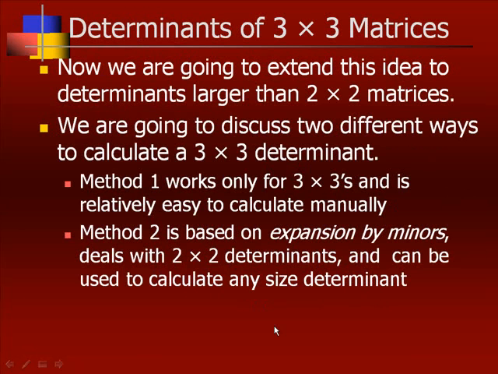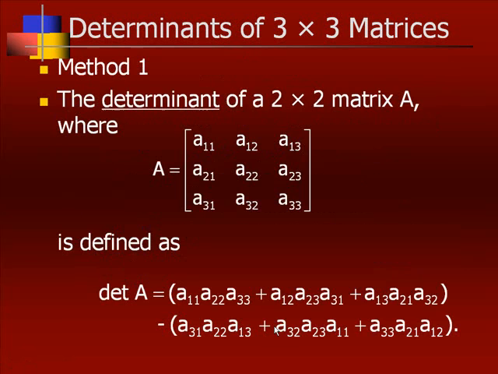Now, extend this idea of determinants to larger than 2 by 2 matrices. We're going to discuss 2 different ways to calculate a 3 by 3 determinant. Method 1 is relatively easy to calculate but it only works for 3 by 3 determinants. Method 2 is based on expansion by minors. You break everything down to 2 by 2 determinants, but this one can be used to calculate any size determinant.